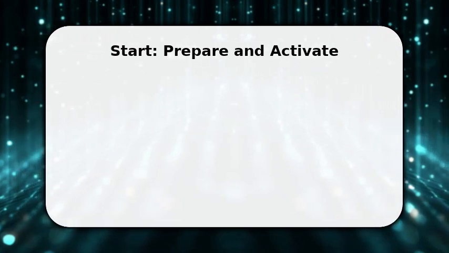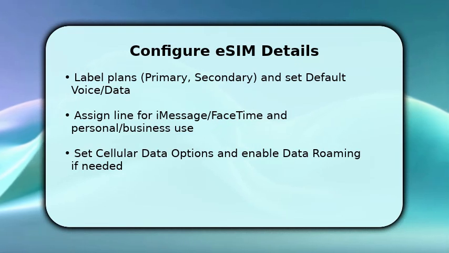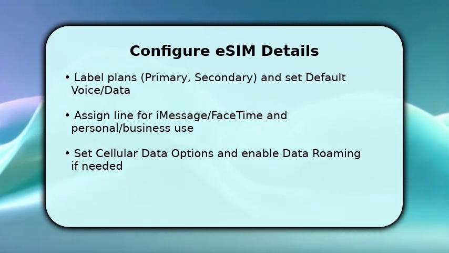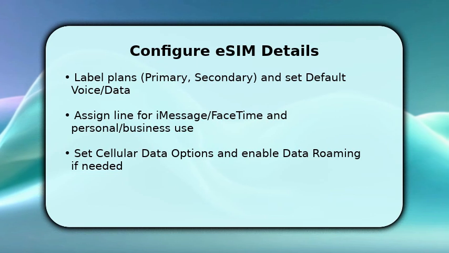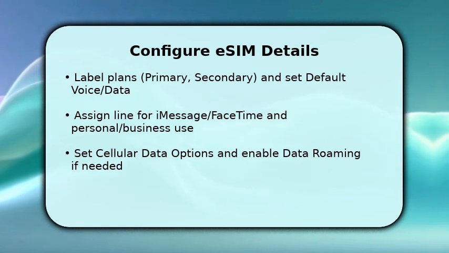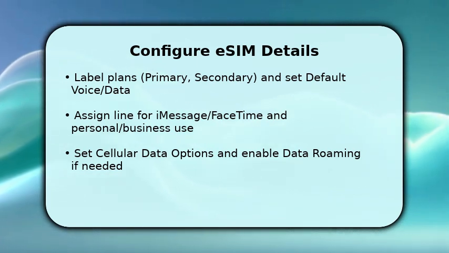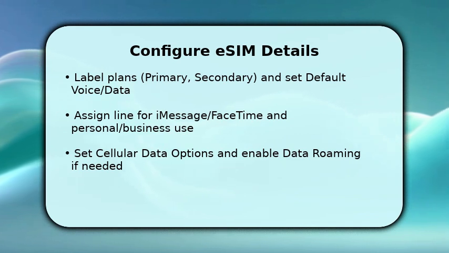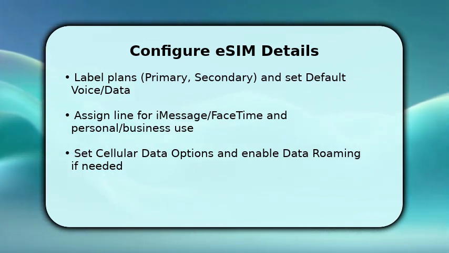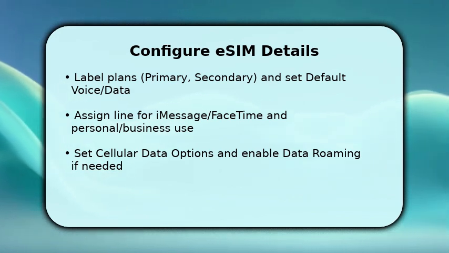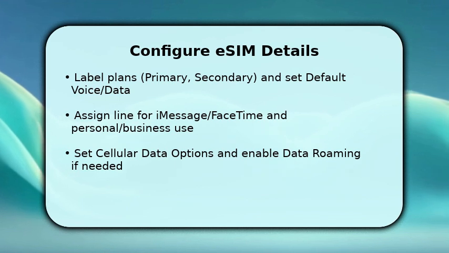Once the eSIM profile is installed, you configure how it behaves. Tap the new plan in Settings Cellular to label it. This prevents confusion when you have two lines. Make sure you set which line is default for voice and which for cellular data. This affects iMessage, FaceTime, and app data usage. If you travel, enable data roaming only on the plan that supports it to avoid surprise costs.